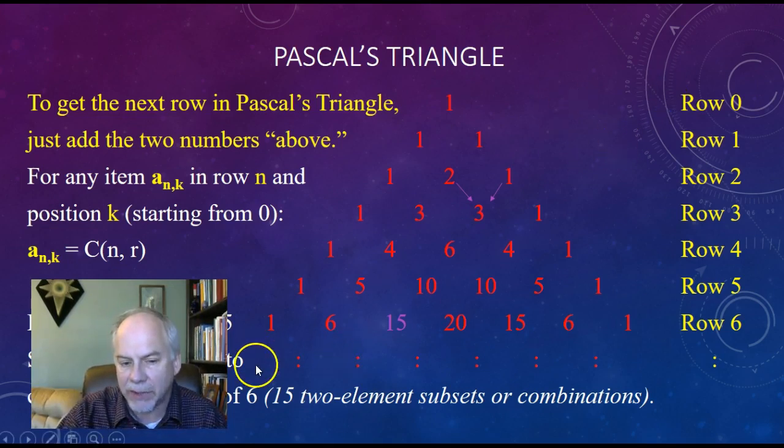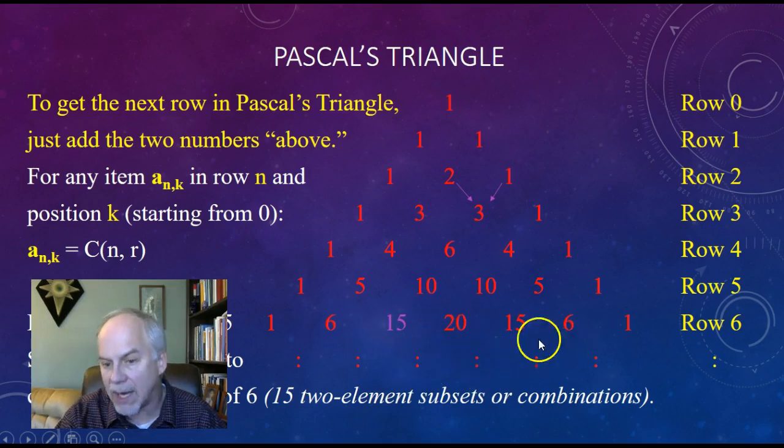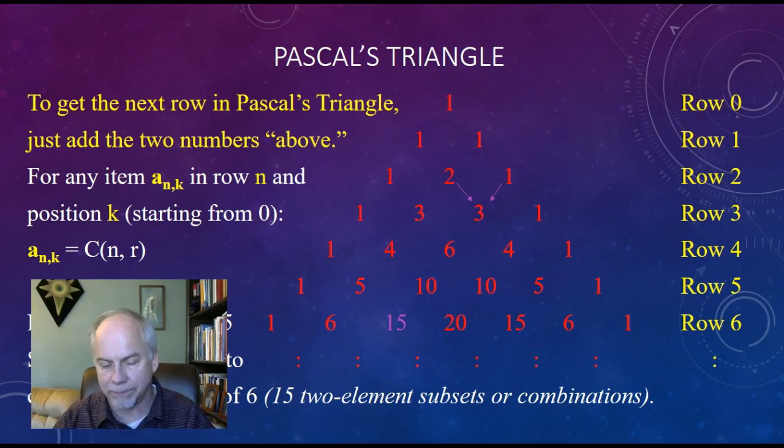So what would be the next row? Well, you'd start with a 1, and then the second item in that row would be 1 plus 6 or 7. The next item would be 21, 7 plus 15. The next item then would be 35, and then another 35, and then another 21, and then 7, and then 1. And as you've noticed, Pascal's Triangle is symmetrical.